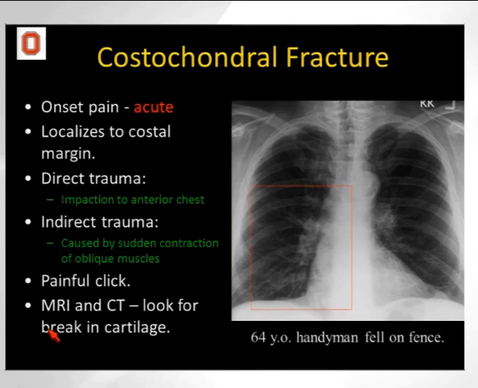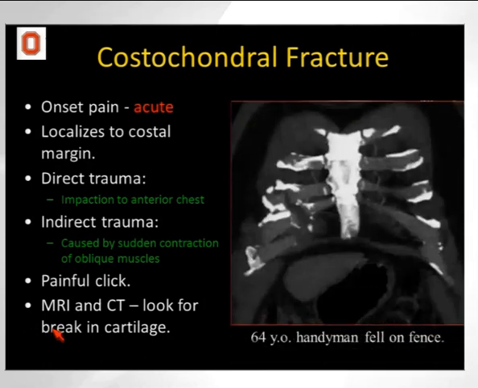This patient fell on a fence. That's a very typical history. It may be someone who's riding their bike and falls off their bike and hits their chest. And the CT is quite diagnostic. Notice that there are fractures of the cartilage of ribs 6 through 8 on the right side.